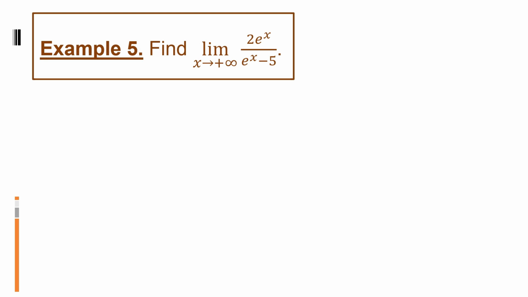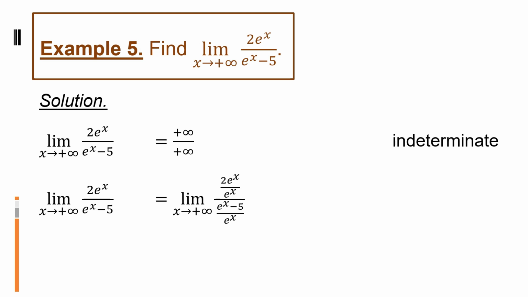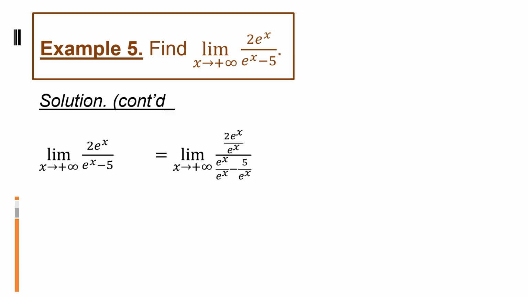And finally, let's find the limit as x approaches positive infinity of 2 times e raised to x over e raised to x minus 5. So for our solution, okay, by direct substitution, that is indeterminate. So anong gagawin natin? We divide everything by e raised to x. So we now have 2 times e raised to x over e raised to x all over e raised to x minus 5 over e raised to x. Paghiwalayin natin yung nasa baba, we have e raised to x over e raised to x minus 5 over e raised to x. So, pwede na natin ngayong i-cancel out ito, tsaka ito, okay, magiging 1 lang yan.